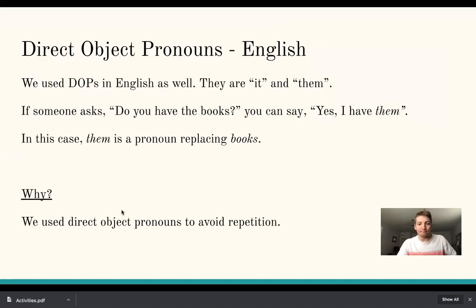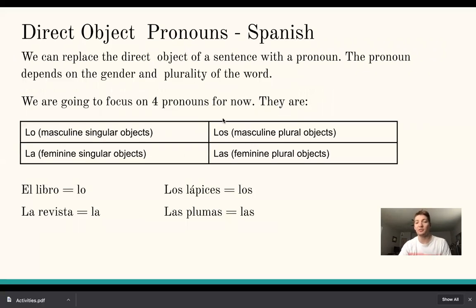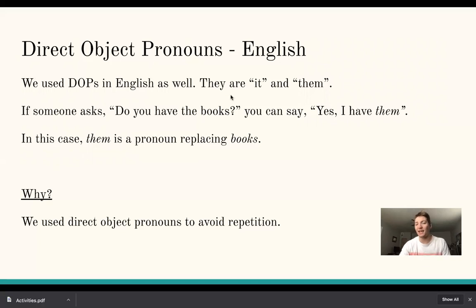Moving on. Let's take a look at what direct objects are in English. They work very similar between English and Spanish. The only thing that really changes is where we place them in the sentence, okay? So we have direct objects or direct object pronouns in English as well. They are it and them. If someone asks, do you have the books? You can say, yes, I have them. Them is a direct object pronoun. It's replacing the books. We do this to avoid repetition, mostly. If someone says, do you have the books? You don't have to say, yes, I have the books. You can just say, yes, I have them.